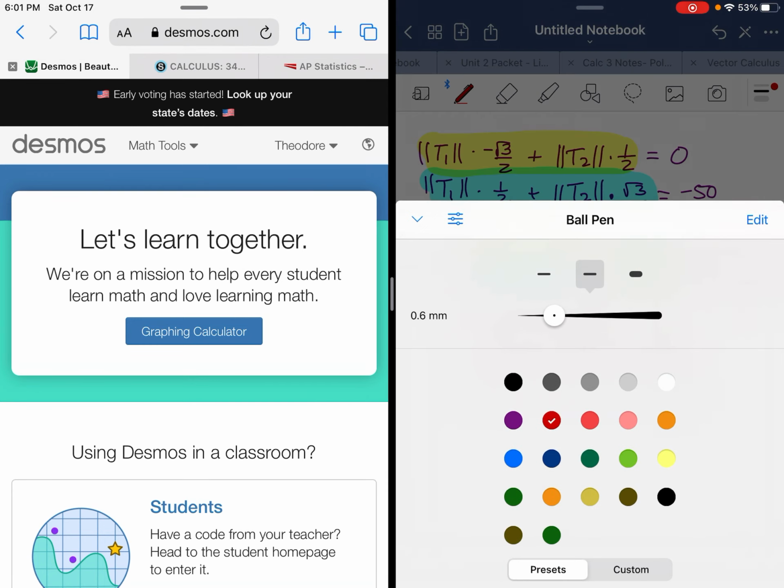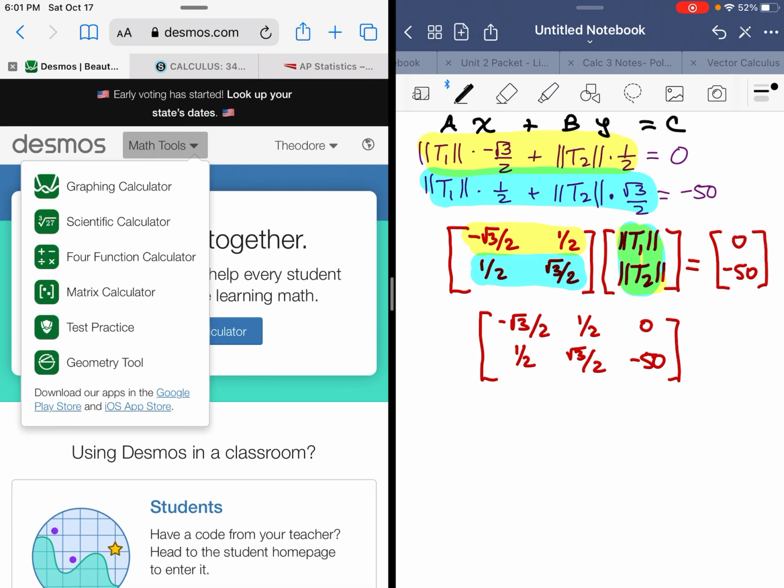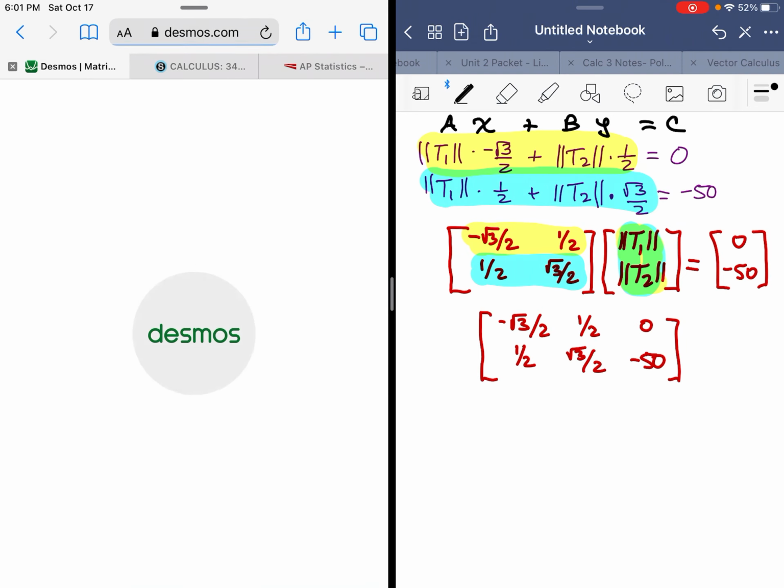All right, so we're looking at the form of ax plus by equals c. Now the a's and the x's are reversed, but that doesn't make a difference. Multiplication is commutative. All right, so now I want to have Desmos do the work for me. So I go into Math Tools and I go into Matrix Calculator.